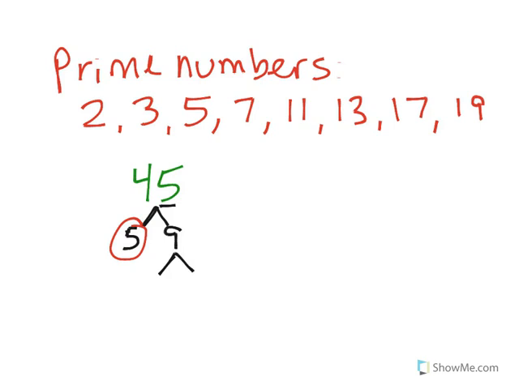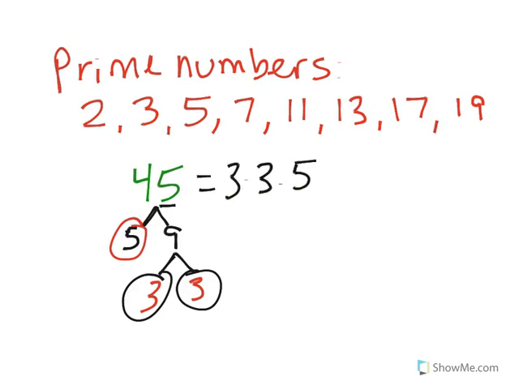9 is composite. What times what gives me 9? I know 3 times 3 gives me 9. Okay, so 3 is on my list, so I'm going to circle both those 3's. I have no other branches to be made, no other composite numbers, so that means the prime factorization of 45 is 3 times 3 times 5. And we can use exponents to simplify this. I have two 3's, so it's 3 to the 2nd power times 5.